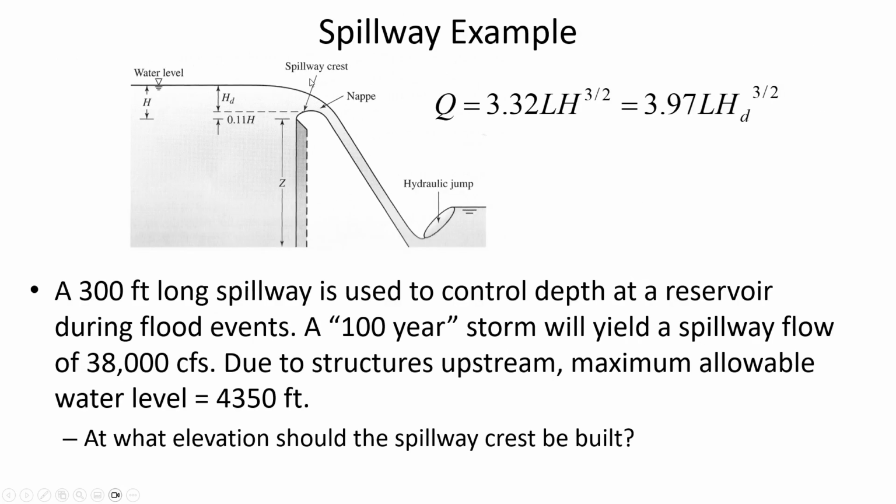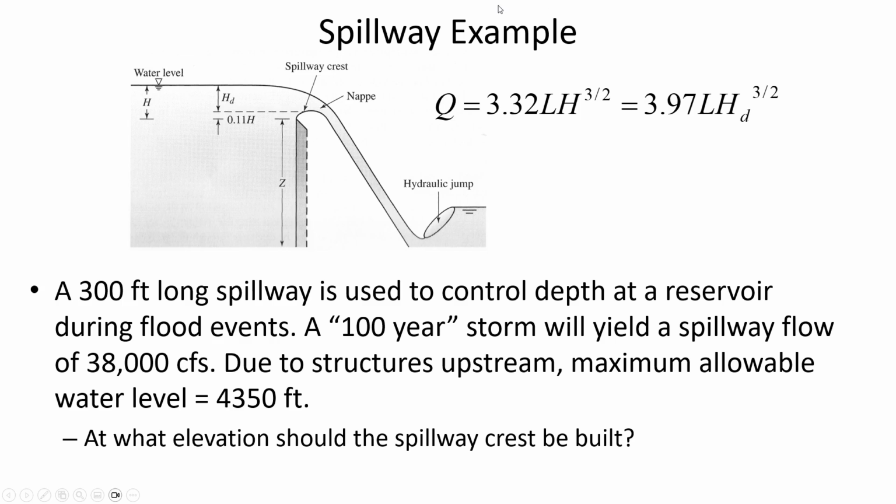So let's actually practice using these numbers here, and because we've got the traditional units, we're going to use this formula here, where the coefficient of 3.97 is specifically for traditional units, where we're using 32.2 for g and so on. The spillway length is the distance into the page. That's L. The parameter here is 300 feet. And let's say that for a 100-year storm, which means it's got an average return period of 100 years, or the probability of us seeing this storm in any given year would be 1%.